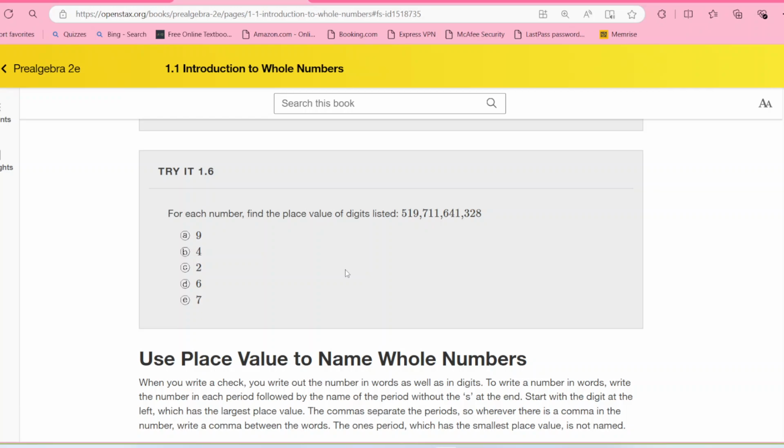All right, so that's it for this video. The video after this, I'll be reading through this part of the section with the heading, Use Place Value to Name Whole Numbers. I've already kind of described how that's done. It's by period. So that last number is 519,711,641,328. But we'll get to that in further detail in the next video as well. And thank you very much for watching.